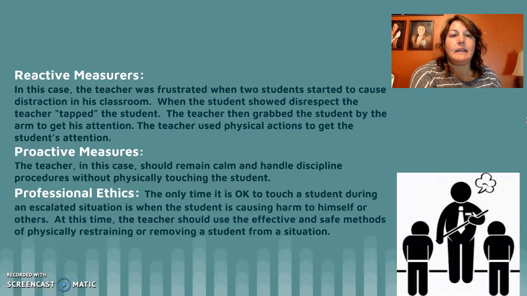But instead, proactive measures. The teacher in this case should remain calm and handle discipline procedures without physically touching the student. The student wants us to get escalated. They want to see us blow up and either say things we shouldn't, or in this case, touch a student when we shouldn't. Instead, the teacher let the student get the best of him, and he needs to remain calm and realize he is the adult in the situation, and the student does not need to get the best of him for showing disrespect.